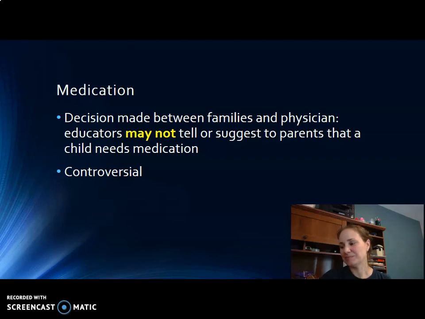So it's essential to be aware that it's a decision that's made between families and their physician. Educators should not, and may not, tell or otherwise suggest to parents that a child needs medication. It can be controversial because there's a spectrum of beliefs and understandings about medication, its benefits, its usages, its dosages, and things like that. So it's something that each family needs to make that decision for themselves. We collaborate and are supportive according to their decisions, and still just deliver the other strategies in tandem or apart from medication. So again, that's something that we have probably the least control over or effect on.